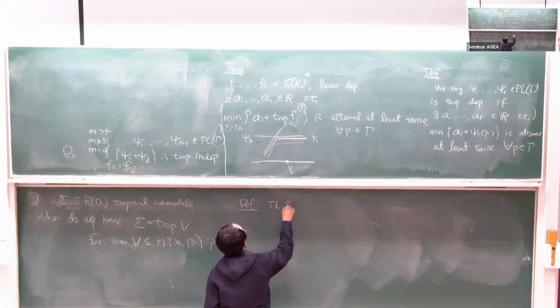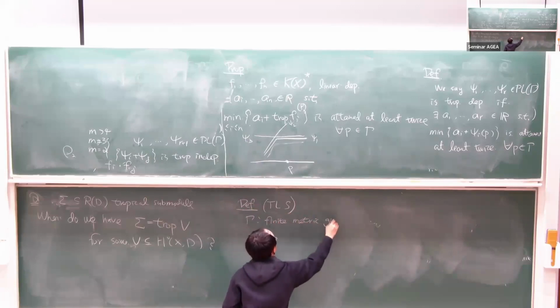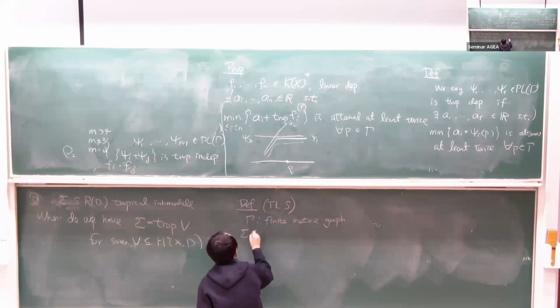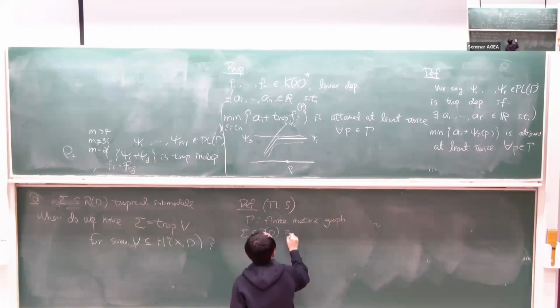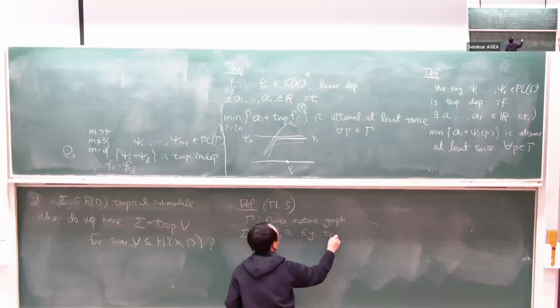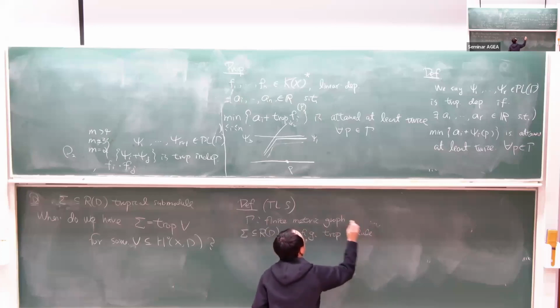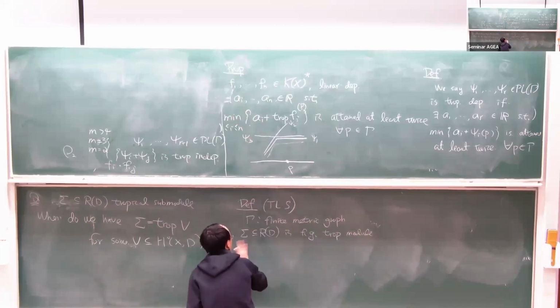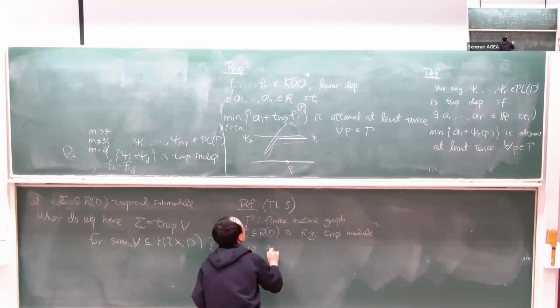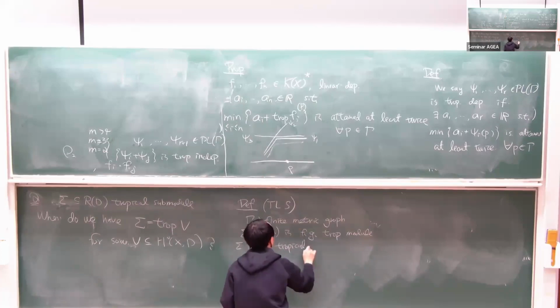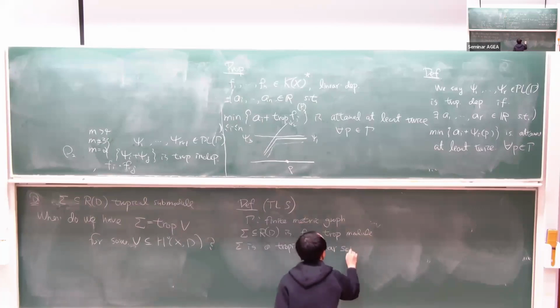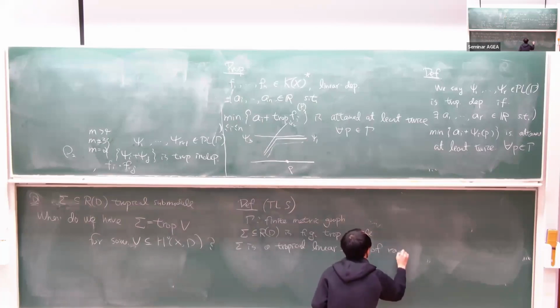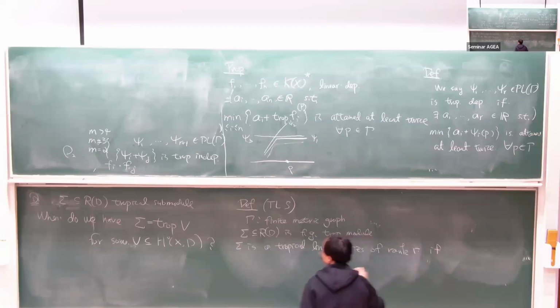So this motivates the following definition, the tropical linear series. Let gamma be an arbitrary finite metric graph, and sigma a finitely generated tropical module, which means it's closed under the tropical operations we defined before. We say that sigma is a tropical linear series of rank R if the following three things are satisfied.